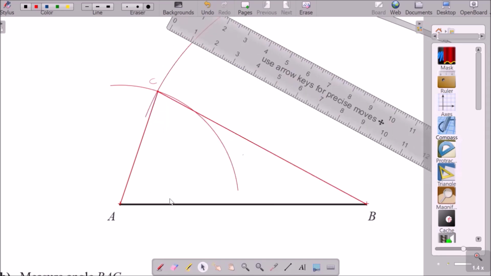So there is our triangle. Remember, these curves from our compass have to be shown. That is the working. That's how you get full marks on construction.